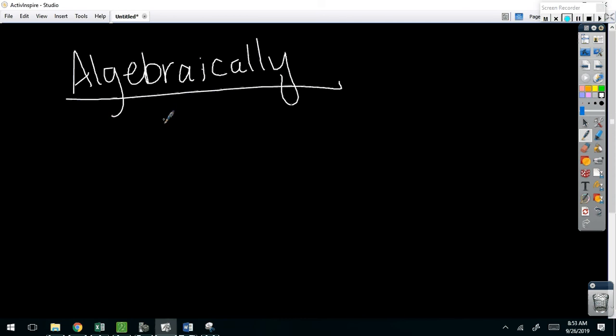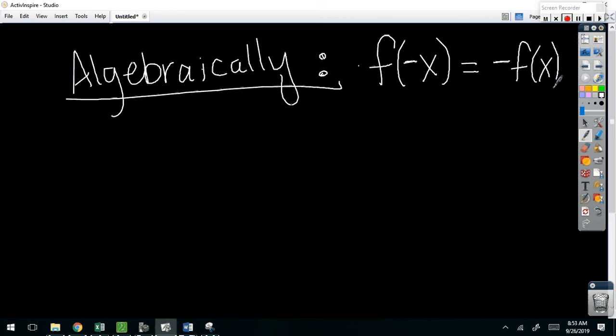All right, so algebraically, to show that a function is odd, we're going to do the same thing. If we plug negative x in, this time it's not going to give us the same function. This time it's going to change everything. It's going to make the whole function negative. Okay, so everything has to be opposite.